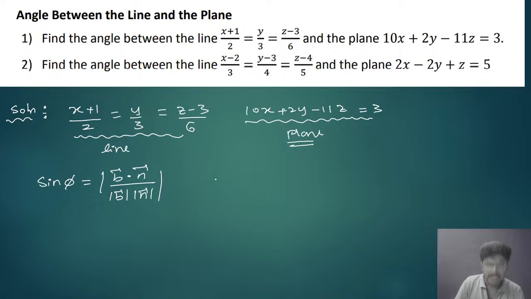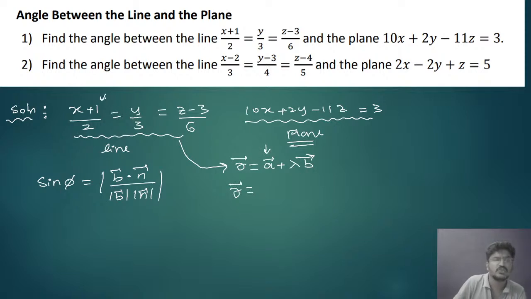My dear students, here the equation of line has to be converted to the form vector r equals vector a plus lambda times vector b. Write vector a; you need x1, y1, z1. The line is in the form (x minus x1)/a equals (y minus y1)/b equals (z minus z1)/c.